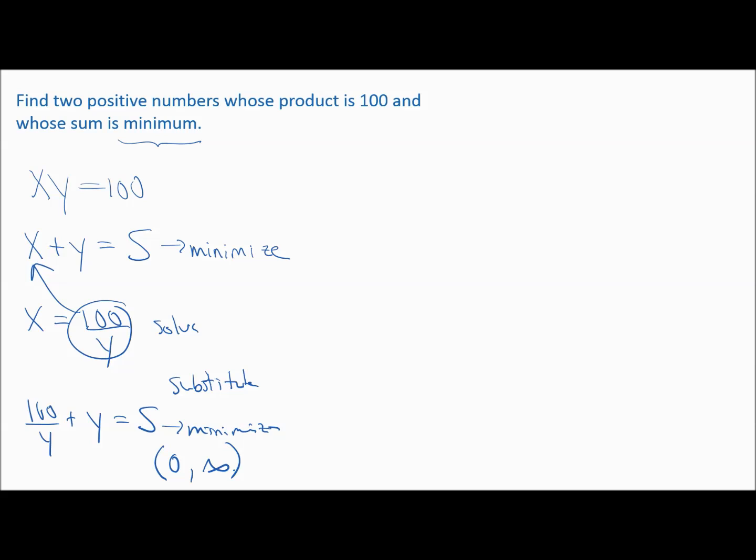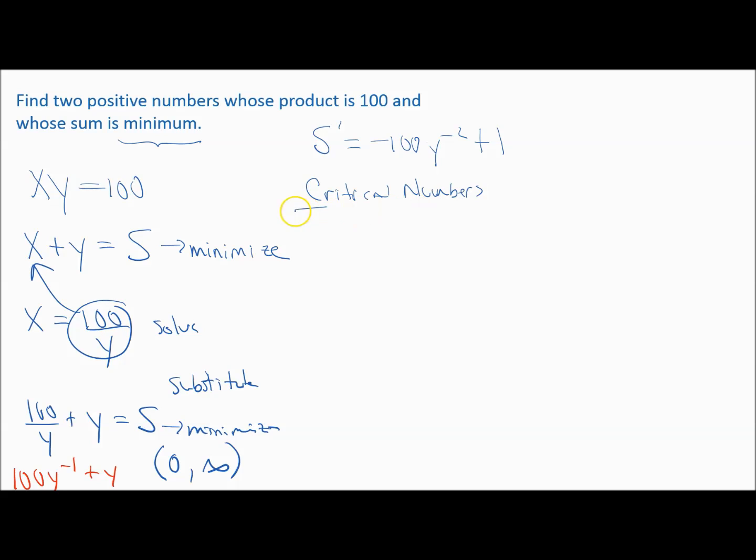I need to take the derivative. So S prime equals the derivative of 100 over y. Maybe I want to rewrite that, right? So instead of saying 100 over y, let's call it 100 y to the negative 1 plus y. So when I take the derivative, I'm going to have negative 1 in front, so it's negative 100 y to the negative 2 plus the derivative of y, which is 1. There's my first derivative. What am I supposed to do with that? I'm supposed to find the critical numbers.